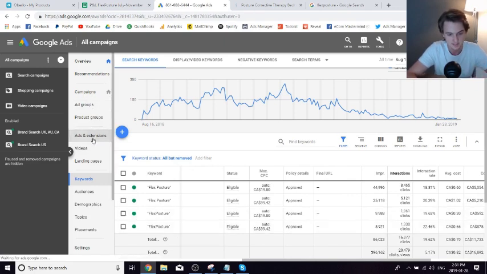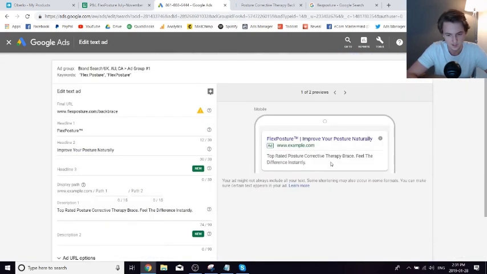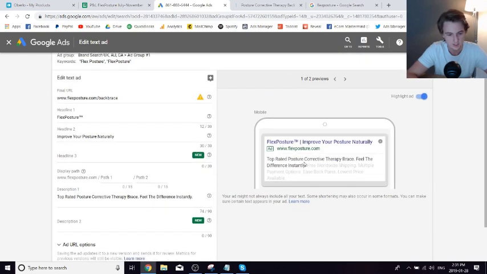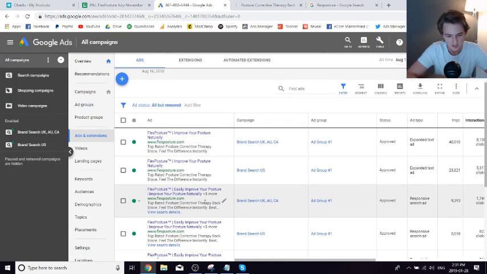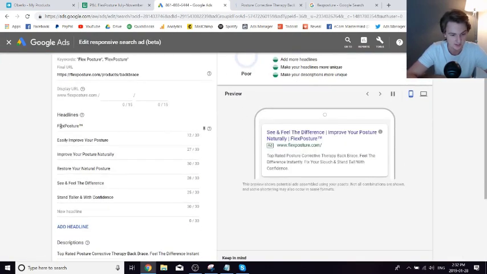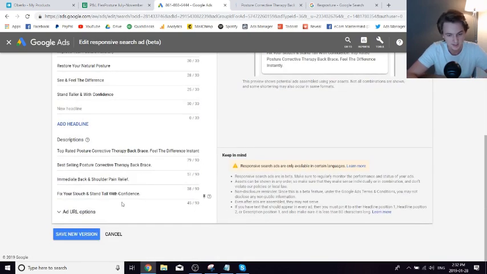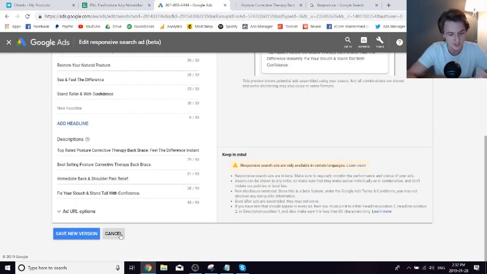And let me show you the ads. The ads are also very simple. These are the ads that I was working with. Just simple: flex posture, improve your posture naturally, feel a difference instantly. I tested a few variations of this ad, like this one. This is a responsive search ad, and this one actually works quite well. I just have a bunch of different little lines, catchphrases and headlines, and it'll automatically test all the different variations and put out the best one once it starts learning based on the variations. So that's all there really is to it.